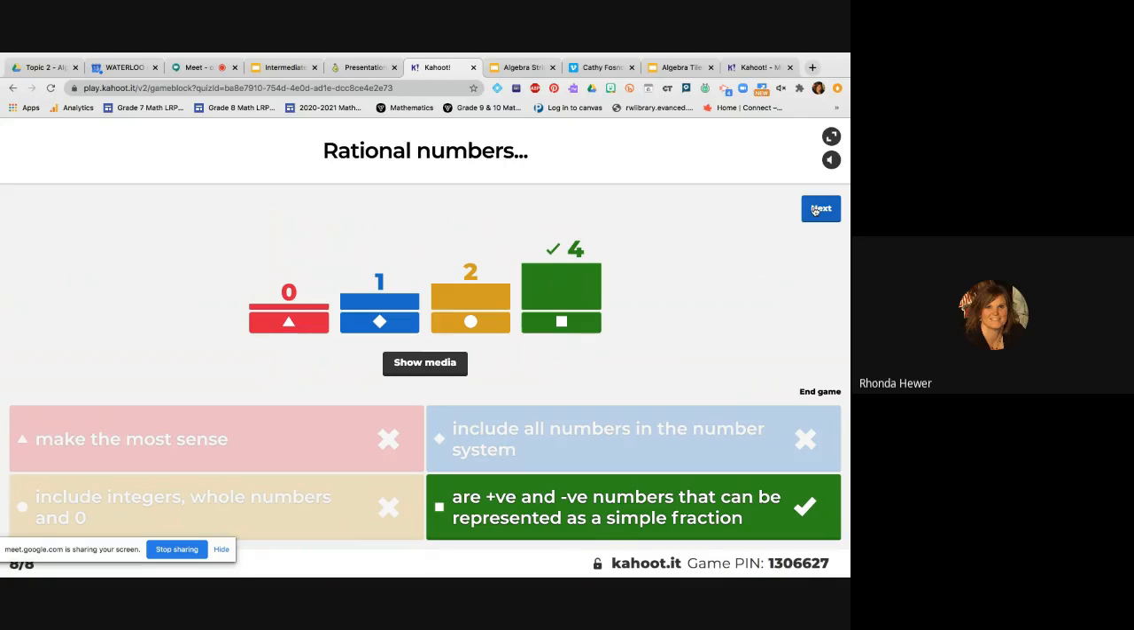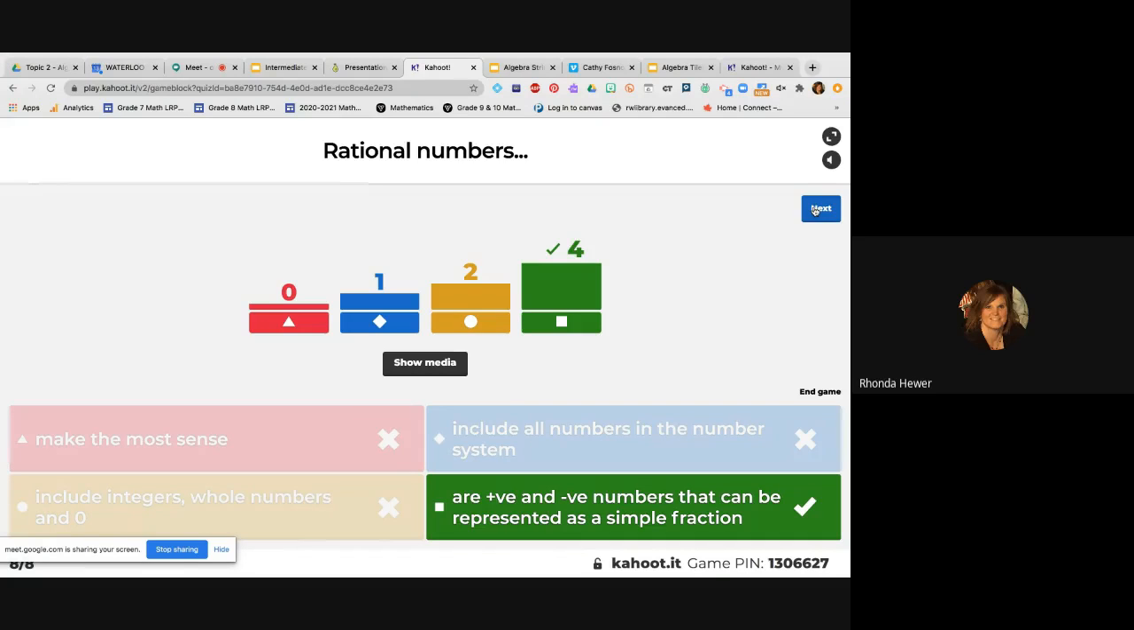Good. Rational numbers are any number that can be represented as a simple fraction, positive or negative. And we're bringing that up because in grade 8, you are going to see rationals throughout the curriculum, not just in algebra, but throughout. And so thinking about what might not be a rational number are irrational numbers. So pi is an irrational number. The square root of 2 is an irrational number because it cannot be written as a simple fraction.